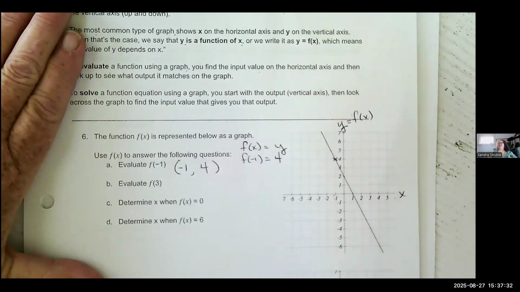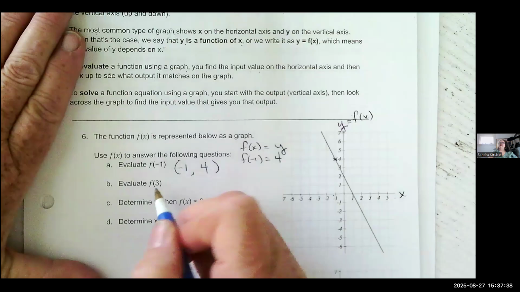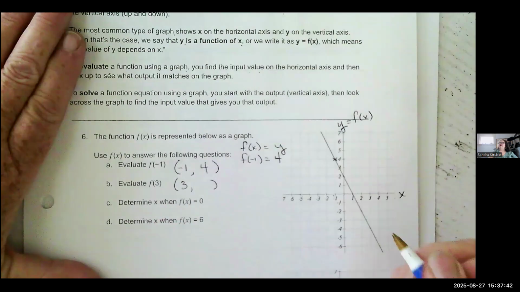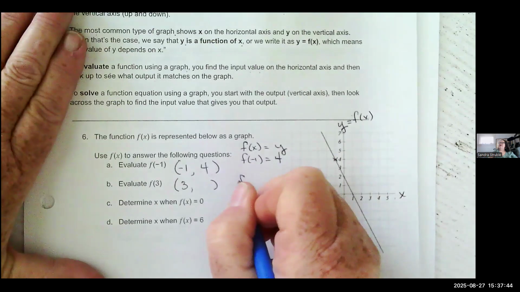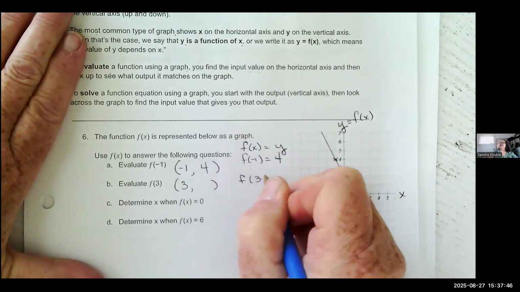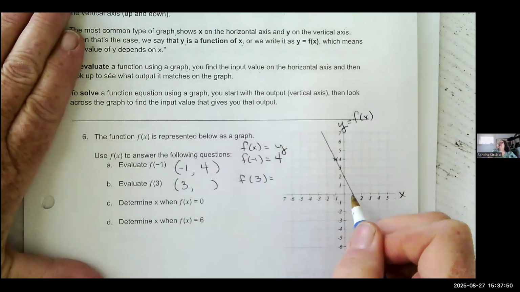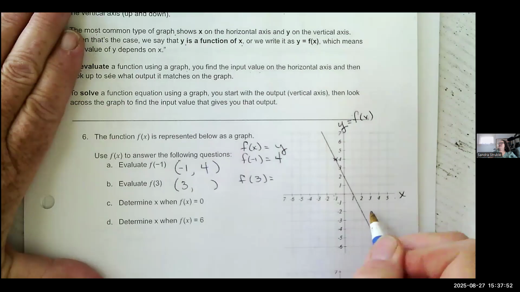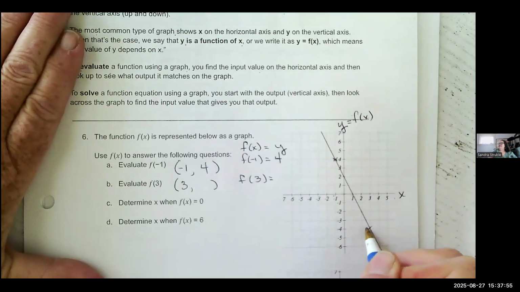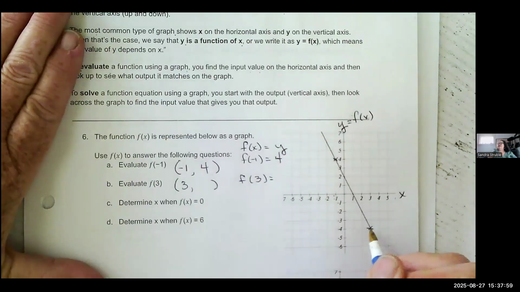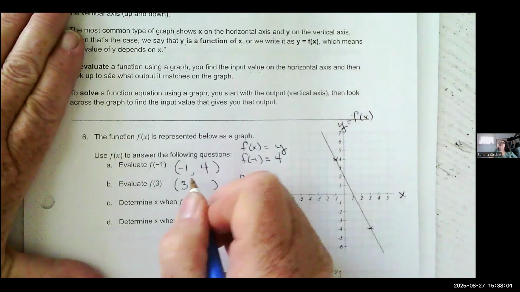I would like for you to pause the video and attempt the next one yourself. Evaluate f of 3. So when x is 3, what is the y value? Or you could write f of 3 is equal to... I need to find 3 on the x-axis: 1, 2, 3. Come down and find that on the graph itself, and then look to see where it's hitting on the y-axis, and that is at -4.